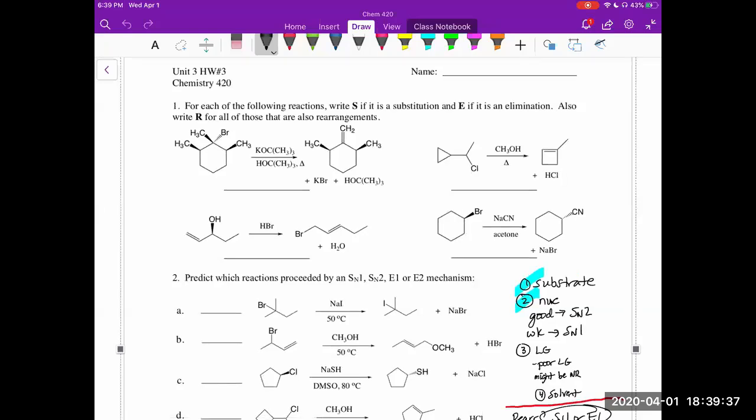Okay, we're going to do S if it's a substitution, E if it's an elimination, and R if there's a rearrangement. So on the first one, we are creating a double bond. I've also got a base. This is O minus. It's a weird looking base, but it's a base. It's called tert-butoxide, and we'll learn about that next time. So this is an E, and I don't see a rearrangement. The next one, I created a double bond, so it's E. Did it rearrange?